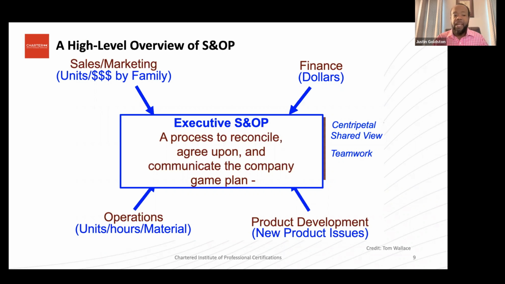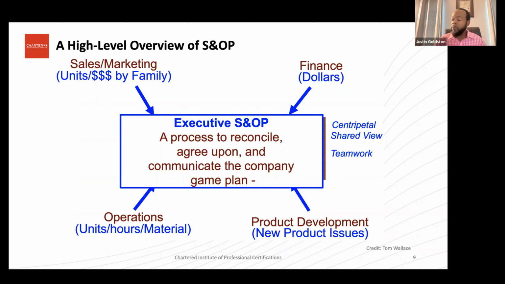Then comes in the operations. So if we're working in a production facility, sales and marketing provides us with a forecast. Finance says, yes, we can meet that. But then operations can come in and say, we don't have the employees to produce that amount of products, right?